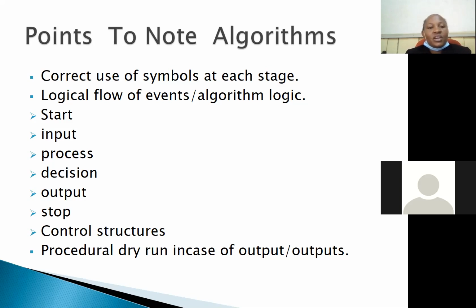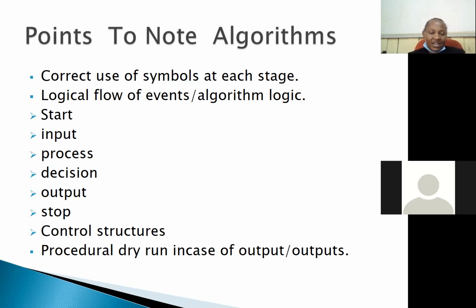Then again, as you are doing your algorithms in a question, note that it is important to have a logical flow of events. The algorithm logic comes in here. Are your events flowing in a logical manner, the way they are supposed to follow one another? Don't mix up steps, because if you mix up steps at that point, you lose a mark for logic, because your flowchart does not have logic. Make sure that you do the right thing and your flowchart has logic. The logical flow of events is seen.